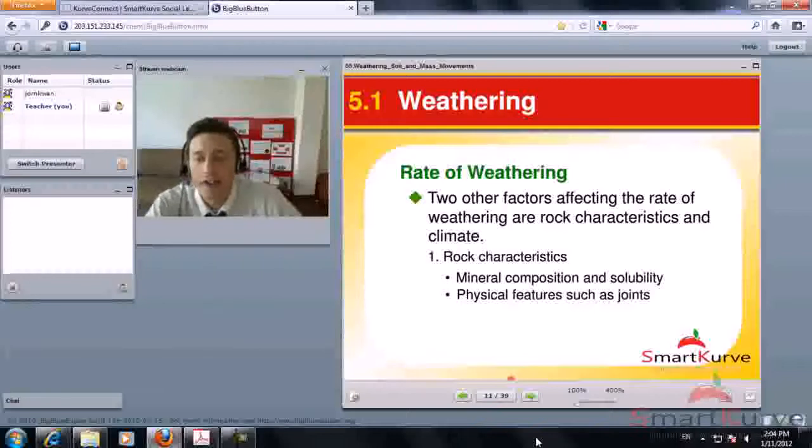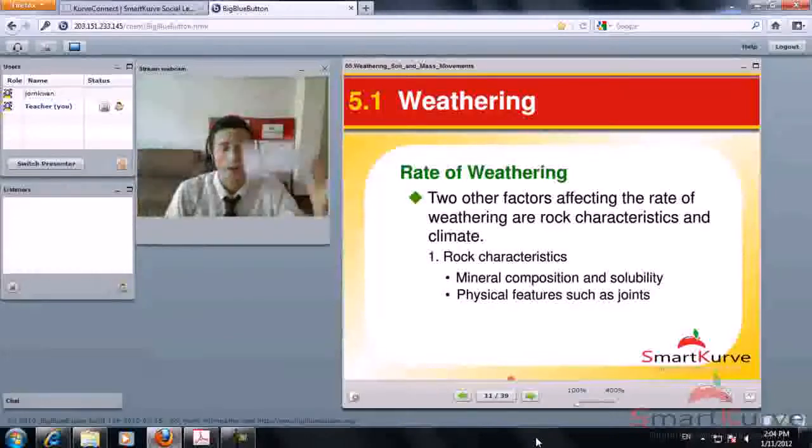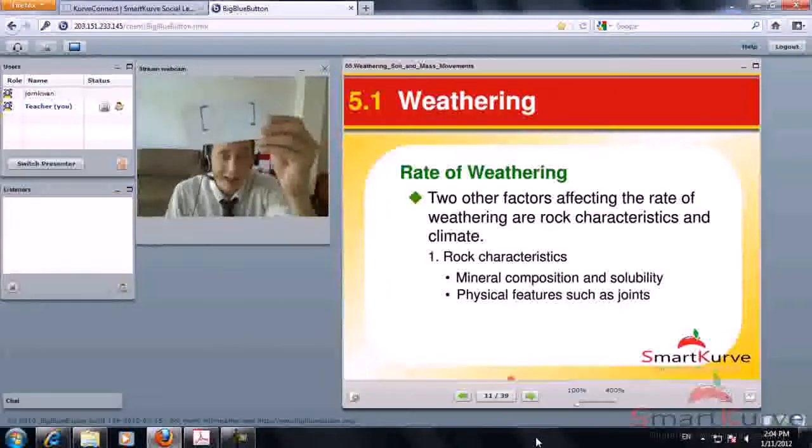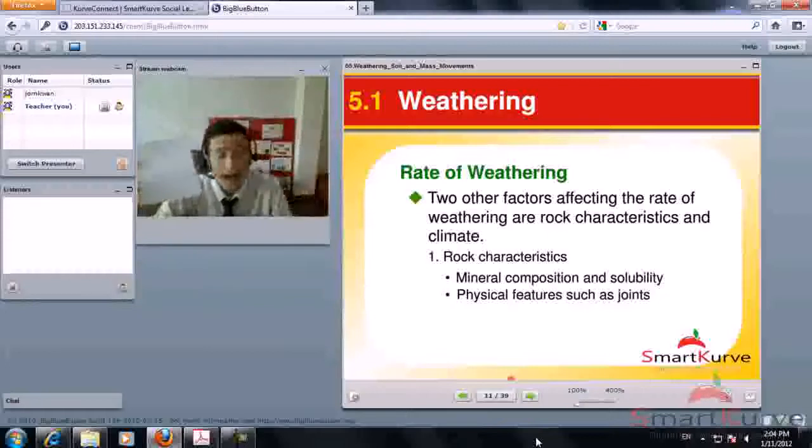Other factors that affect the rate of weathering are the rock characteristics and the climate. Right, of course. The rock characteristics: the mineral composition and solubility. For example, remember, we learned that with the quartz and the feldspar, the quartz is not going to react much, but the feldspar is going to be very reactive, and it's going to form a lot of oxides.